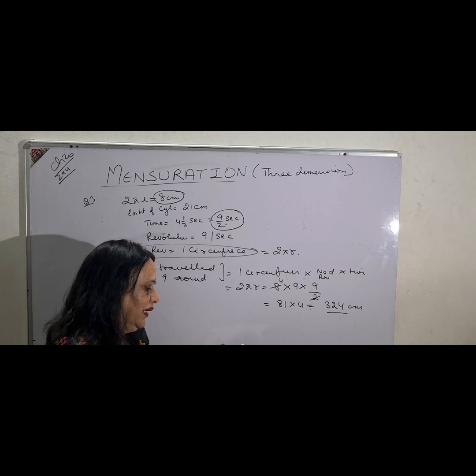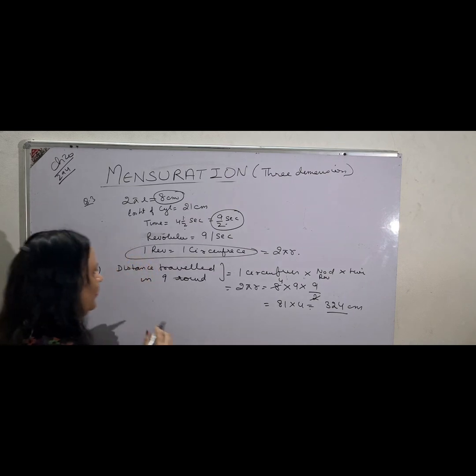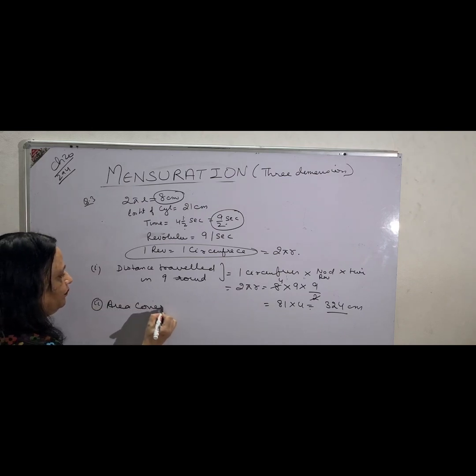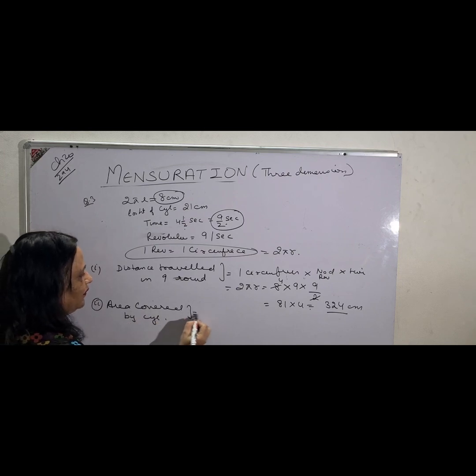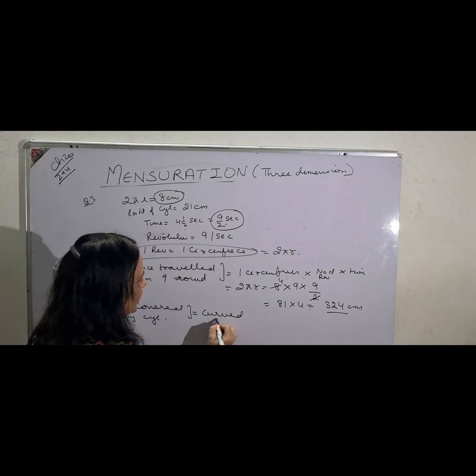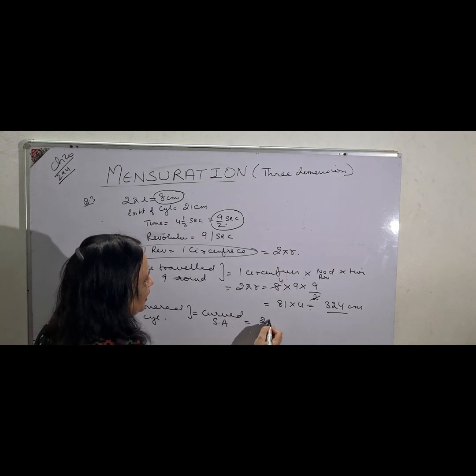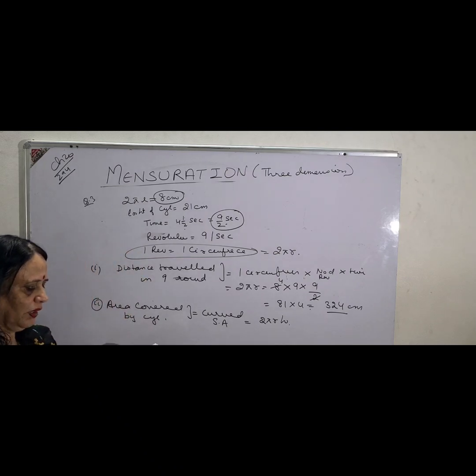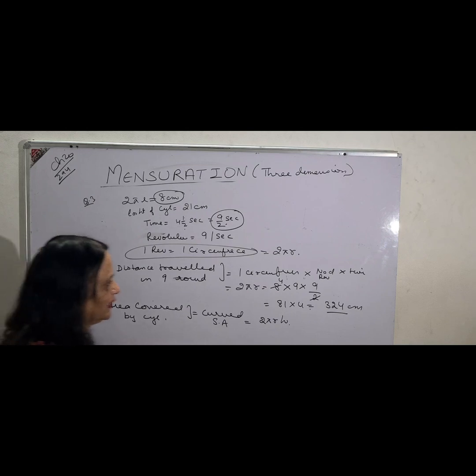Then second is the area covered by the cylinder. But children, remember that the area covered by the cylinder is its curved surface area. Curved surface area means 2 pi r into h. But in how many revolutions? 4 1 by 2 seconds. In how much time? 9 revolutions and 4 1 by 2 seconds. And height is given to you.